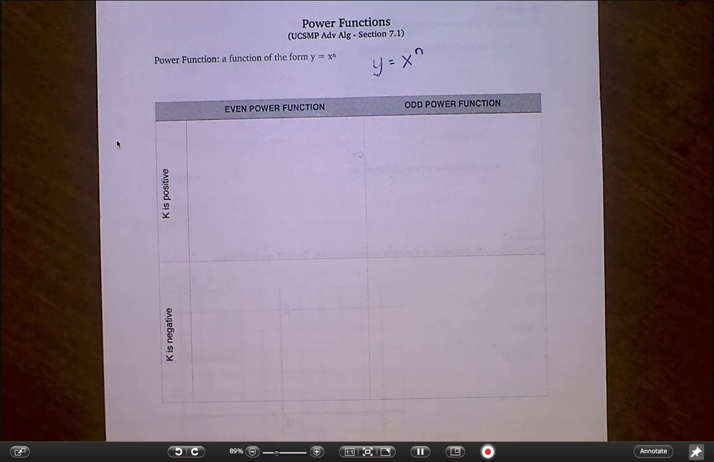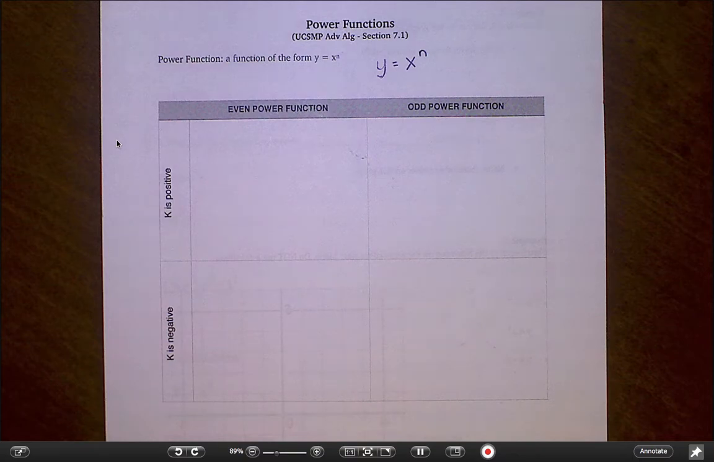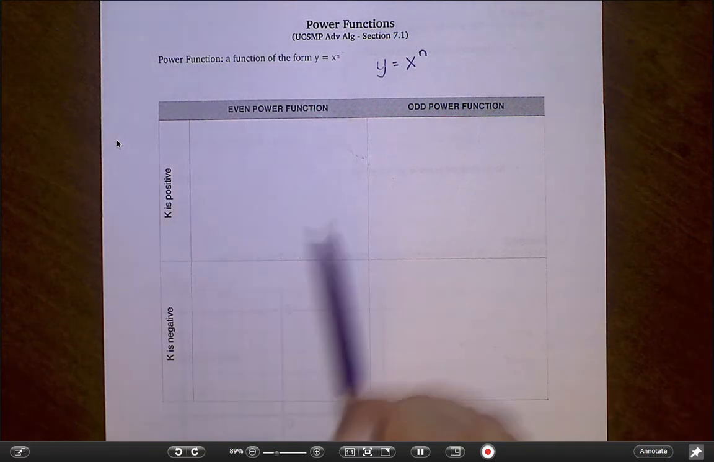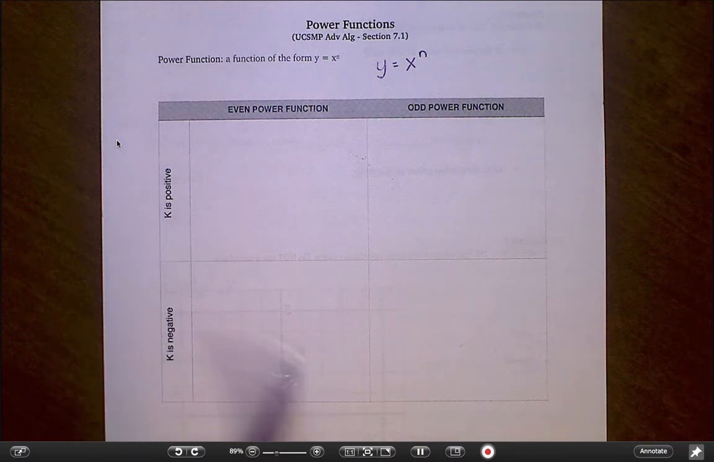Now, we've been working with one of these power functions pretty extensively throughout the last chapter. If I put a 2 in here and I have y equals x squared, you should be very familiar with that graph. You should be very familiar with what that type of graph looks like. It's a parabola, right? So what we want to look at today is what happens when I use powers other than 2. What happens if I do x to the third, x to the fourth, x to the fifth, and so on.